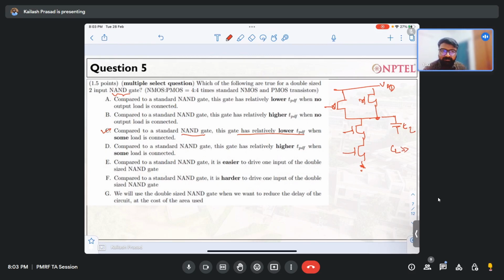In that case, if you increase the size of both NMOS and PMOS, the first thing is the falling delay will be reduced, because if you increase the size of the transistor, the current will increase. We have also seen that the parasitic delay increases, but whatever it increases will be much lesser than the actual load. So the increase in the parasitic delay will be negligible. So it will have a relatively lower propagation falling delay. That is one thing.